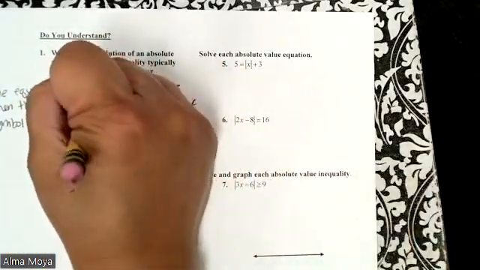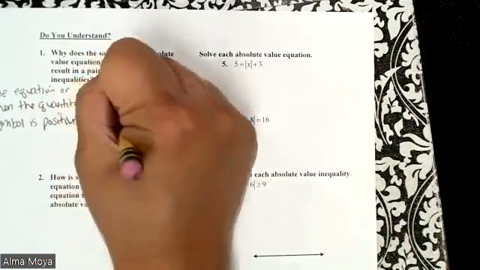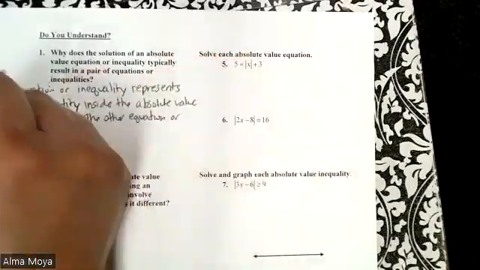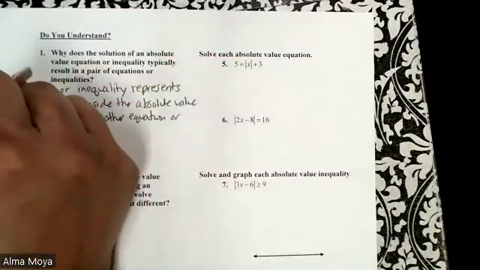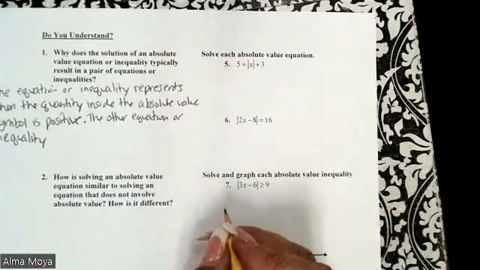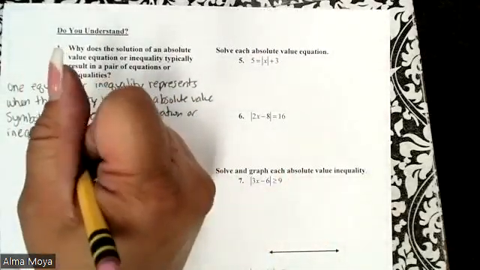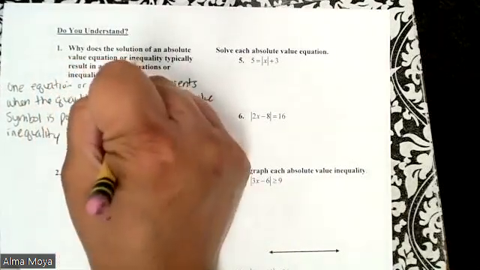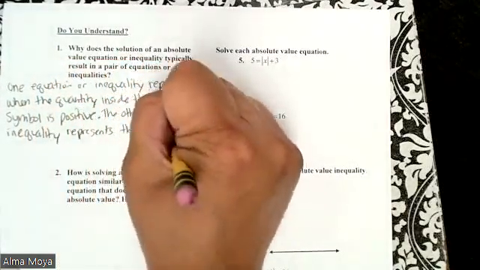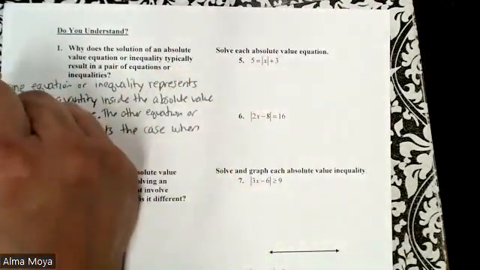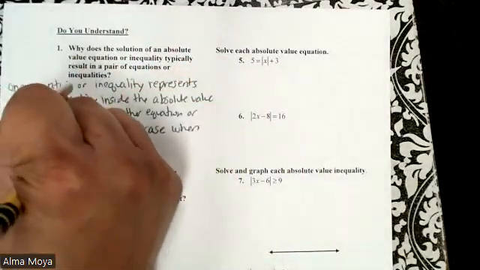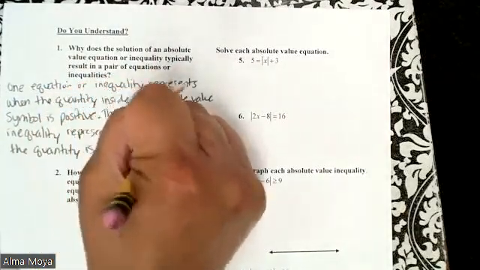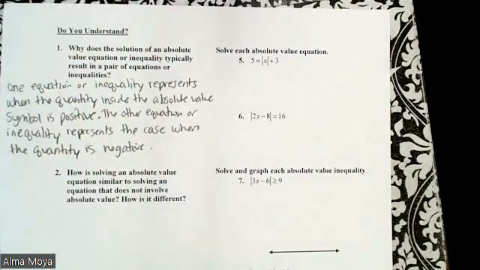The other equation or inequality represents the case when the quantity is negative. Because remember, absolute value always comes out to be positive. So you have a positive side and a negative side.